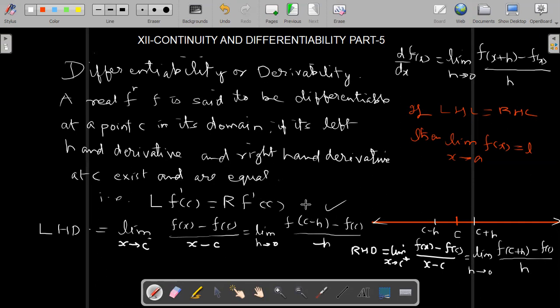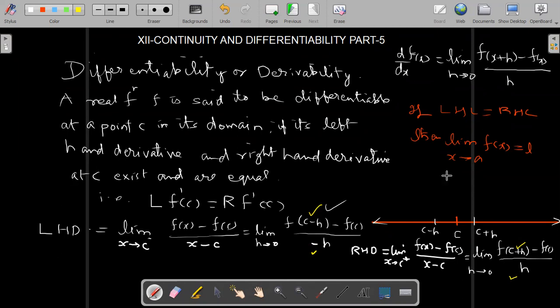So here minus will come. What you have to remember: here minus will come, here plus will come. Here a negative value, minus h, we take minus h, and here we take plus h. So in this way we can find the derivative.